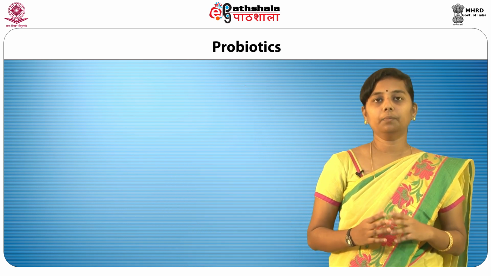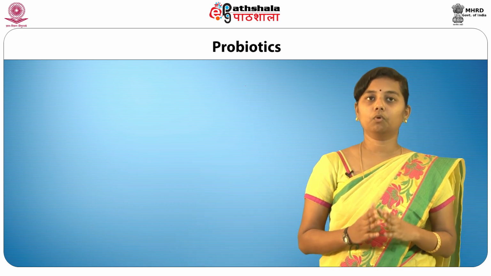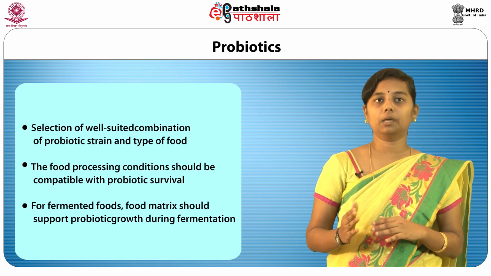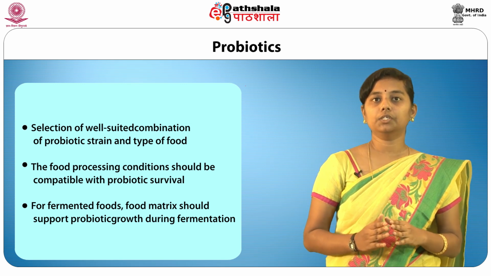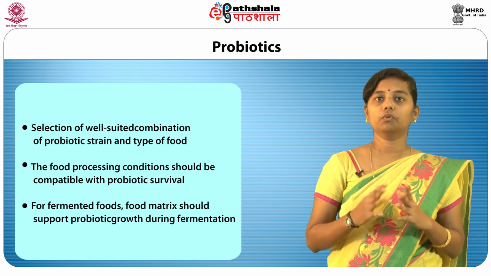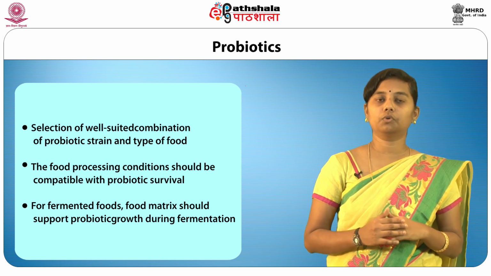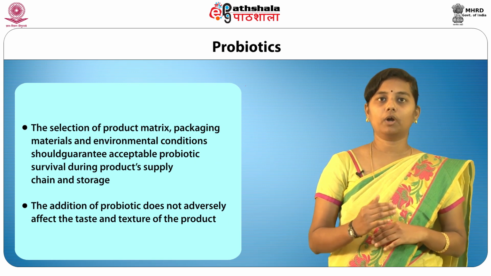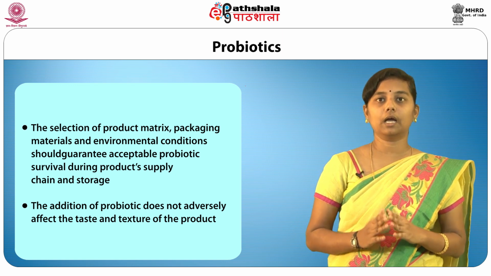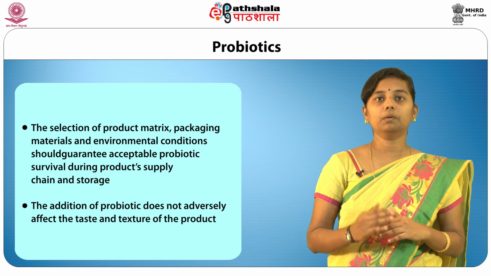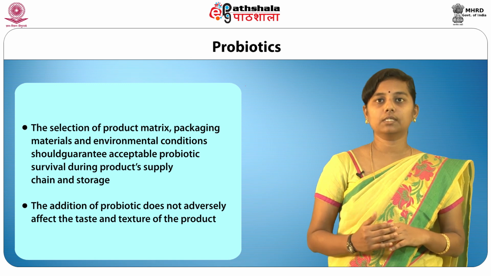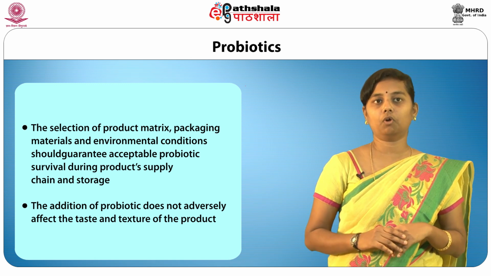Let us discuss about the points to be considered while manufacturing probiotic foods. Selection of well-suited combination of probiotic strain and type of food. The food processing condition should be compatible with the probiotic survival. For fermented foods, food matrix should support probiotic growth during fermentation. The selection of product matrix, packaging material and environmental condition should guarantee acceptable probiotic survival during product supply chain and storage. The addition of probiotic does not adversely affect the taste and texture of the food products.